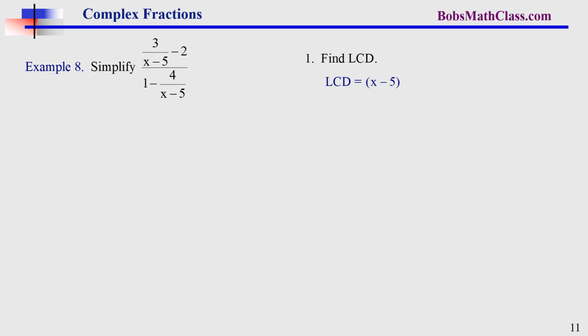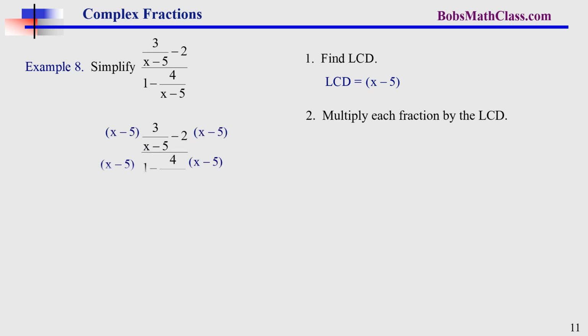So now we're going to multiply each fraction by x minus 5. Now don't forget, even the 2 gets multiplied by x minus 5 because that is a fraction. It's 2 over 1. Same thing as the 1 on the bottom. It's a 1 over 1. So those are fractions. Okay, so now we can cancel the x minus 5's.